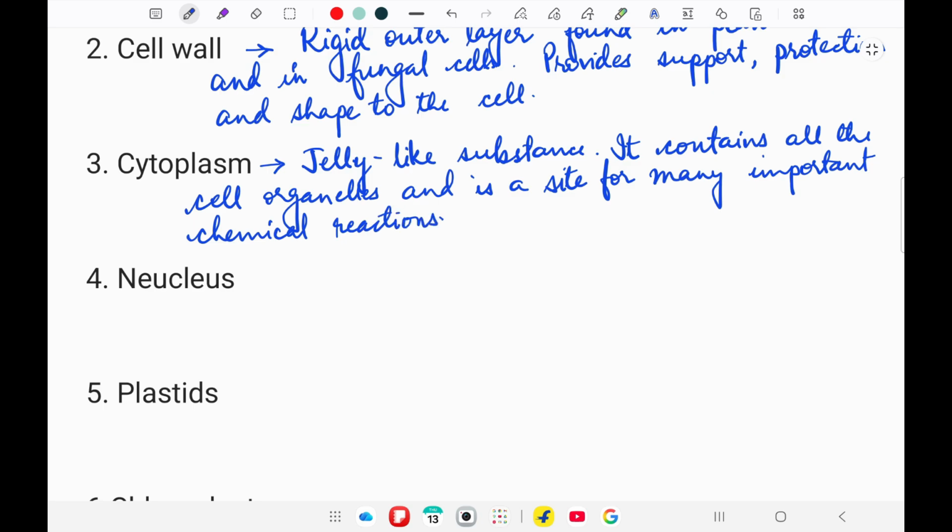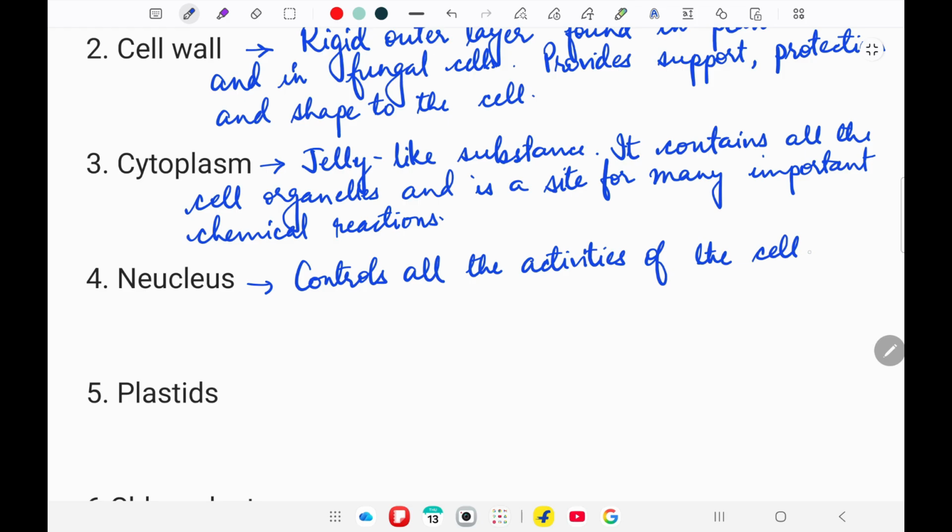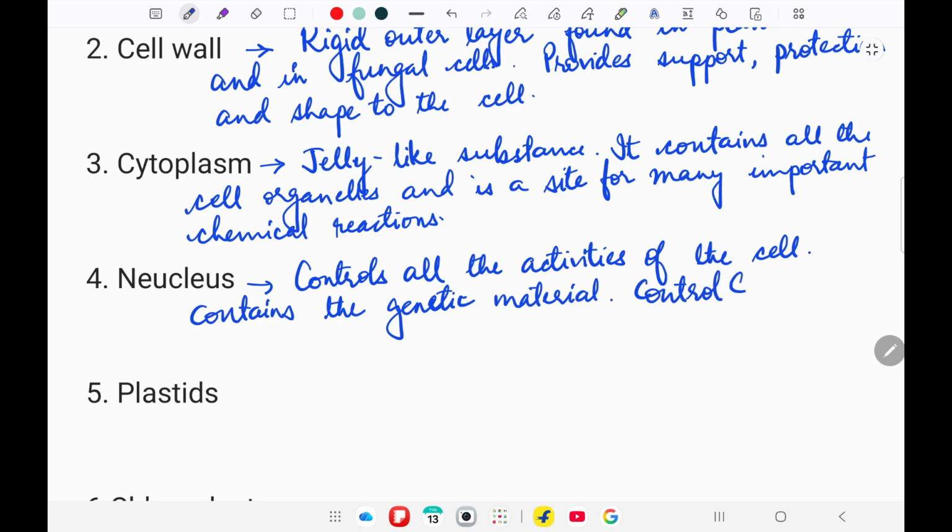Next we will talk about the nucleus. The nucleus controls all the activities of the cell. And it contains the genetic material. And it is often called the control center of the cell.